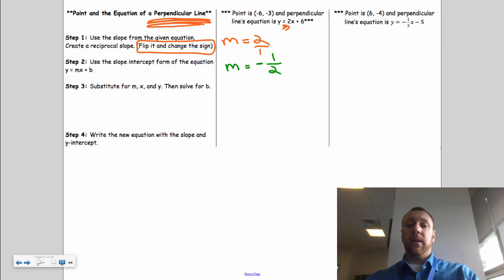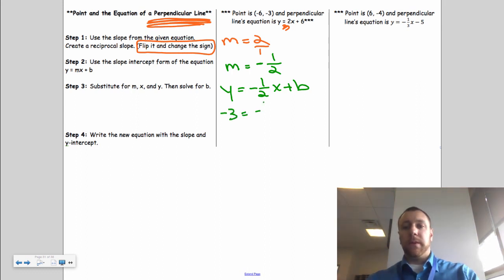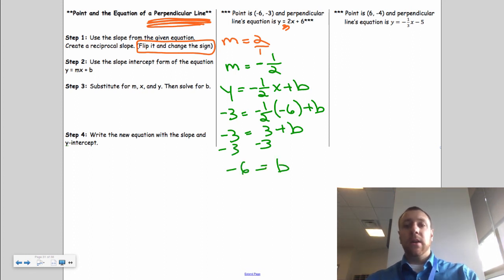So now I write it: y equals negative 1/2 x plus b. I plug in the point I'm given. It happens to be the same point I was given in the last example. Now I have to do negative 1/2 of negative 6. So negative 1/2 times negative 6 is 3. So negative times negative is positive. Half of 6 is 3. I subtract 3 on both sides. I get negative 6. So y equals negative 1/2 x minus 6. And that is my answer.